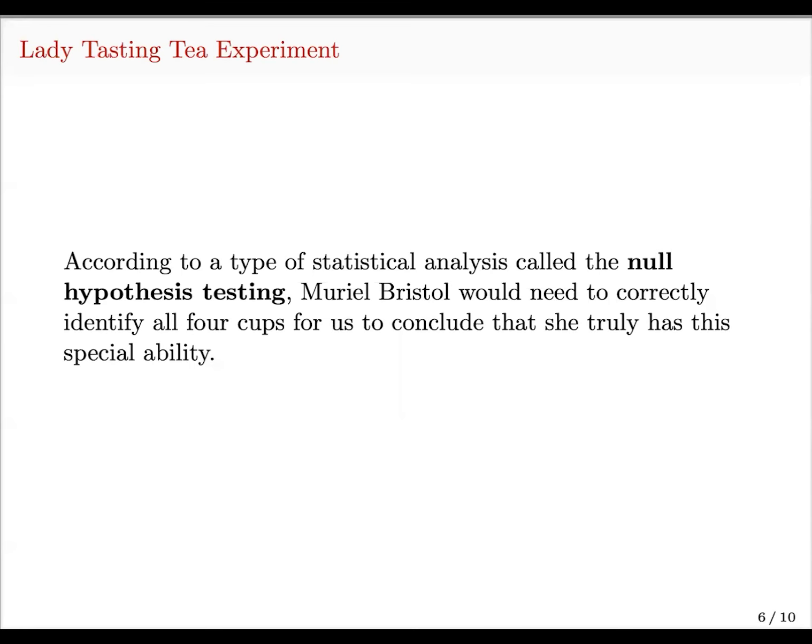According to a type of statistical analysis called null hypothesis testing, which we'll talk about in later videos, the English woman Muriel Bristow would need to correctly identify all 4 cups in order for us to conclude that she truly has this special ability. That means if she can only identify 3 correctly, that is getting 1 incorrect, then we cannot conclude that she has this special ability.